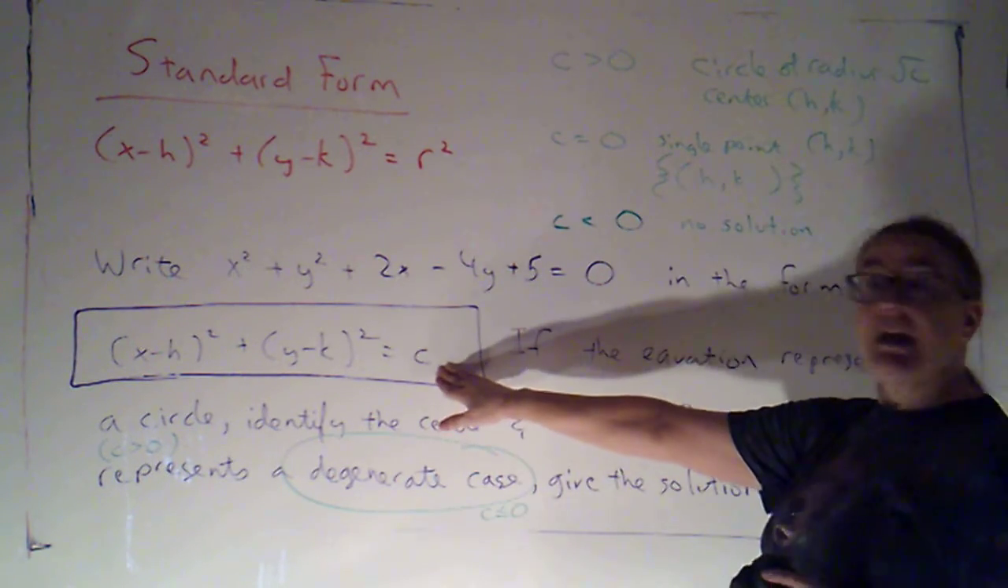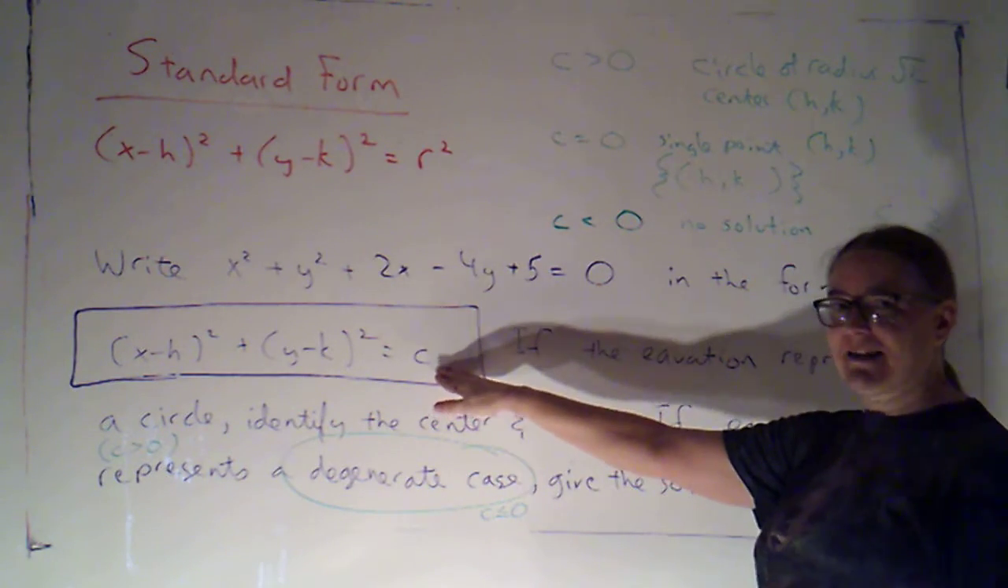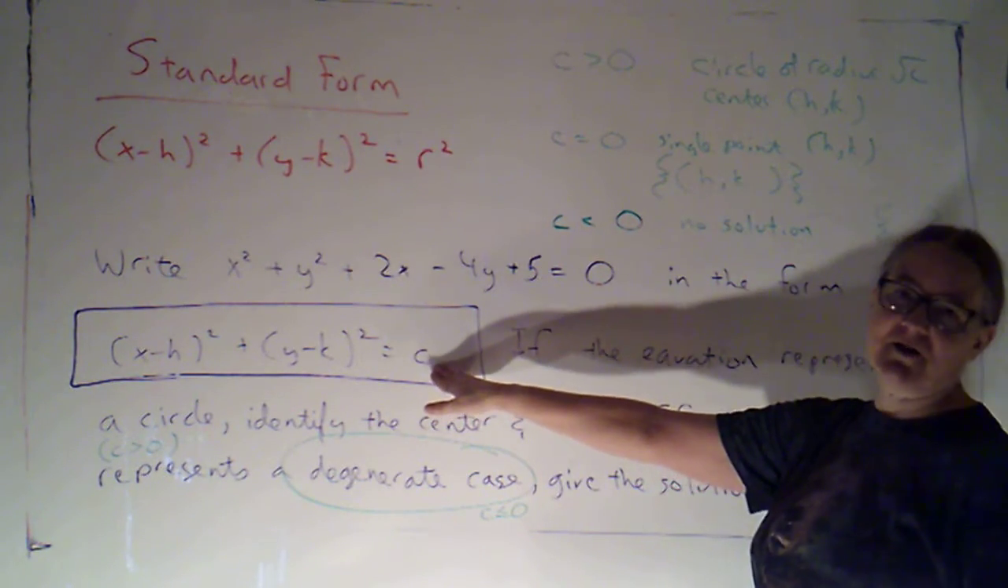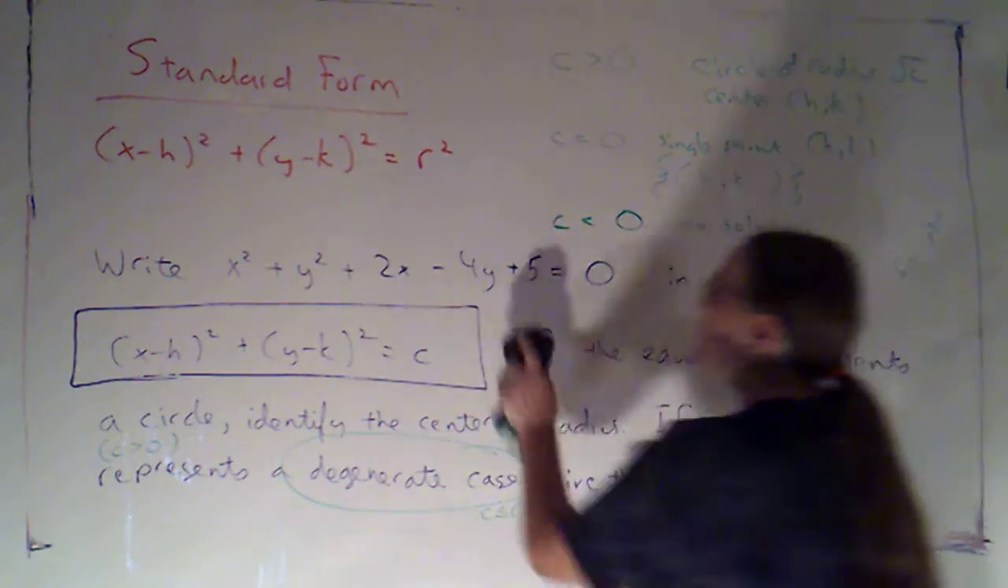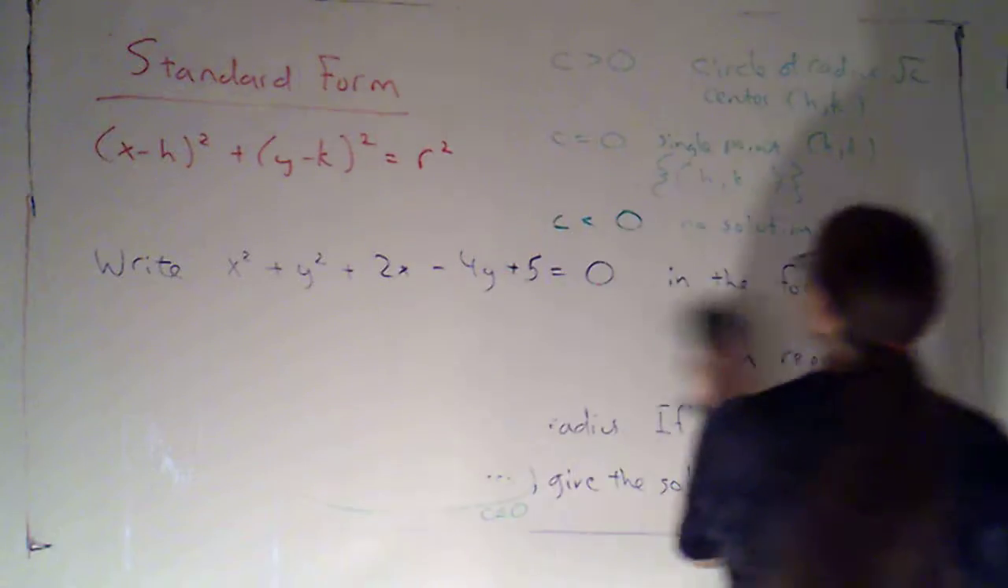And then I have to look. If it's a positive number, I've got a circle. If it's 0, I've got a single point. And if it's negative, I've got no solution. Okay, so let's just work through this and see what we have.